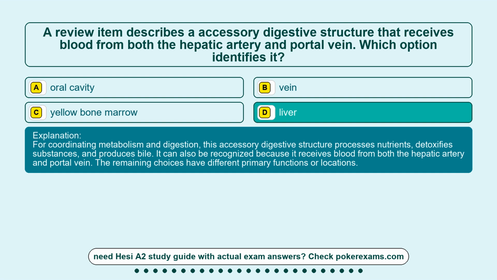For coordinating metabolism and digestion, this accessory digestive structure processes nutrients, detoxifies substances, and produces bile. It can also be recognized because it receives blood from both the hepatic artery and portal vein. The remaining choices have different primary functions or locations.